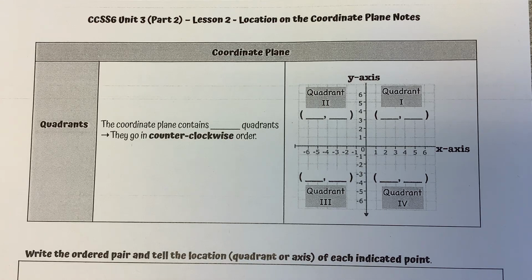For this next lesson, we're going to look at location on the coordinate plane. So we're going to talk about the different quadrants as well as being able to write an ordered pair given a point on the coordinate plane. So first, talking about the quadrants.